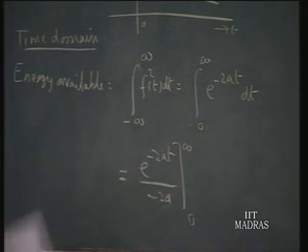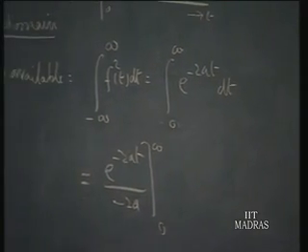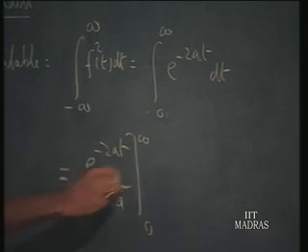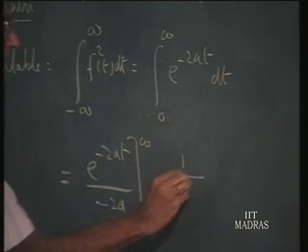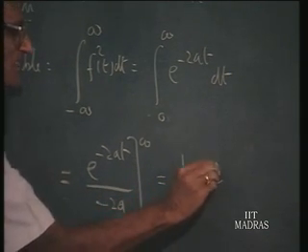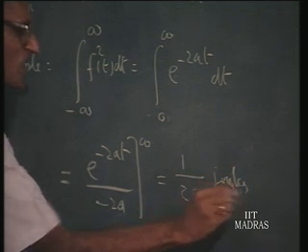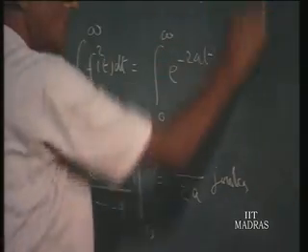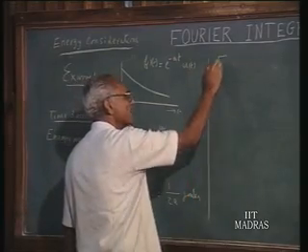At the upper limit, this is going to be 0 because we are taking a to be a positive quantity, and at the lower limit, of course, this is 1, this will become 1 over 2a. So, 1 over 2a joules is the total energy available from the signal. Let us work this out in the frequency domain.